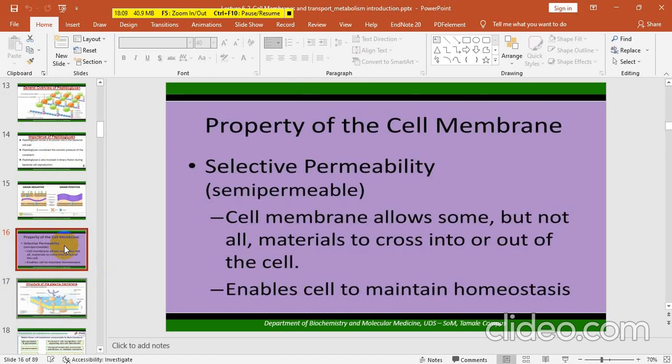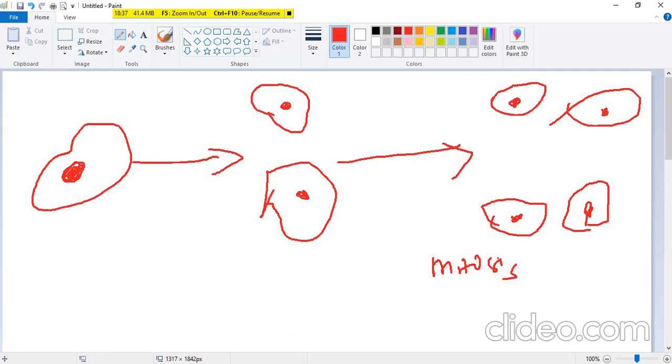Properties of cell membrane. We finish the selective permeability. The cell membrane is selectively permeable. This is because it allows some but not all materials to cross into or out of the cell. It is a very biased cell membrane. It enables the cell to maintain homeostasis. Homeostasis means what? Constant internal physiological environment.